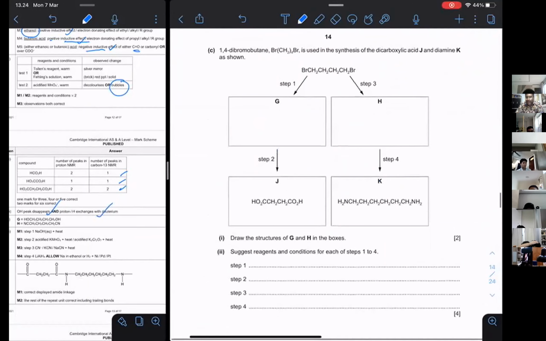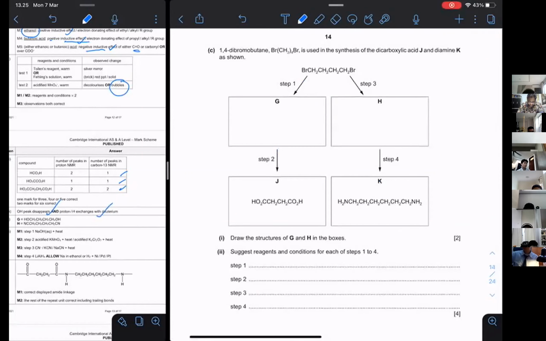Okay, so let's move on to part C. 1,4-dibromobutane is used in the synthesis of dicarboxylic acid J and diamine K. So they have already given all this information. They are going to tell us that there are a few steps.